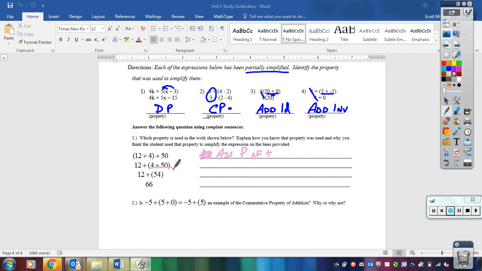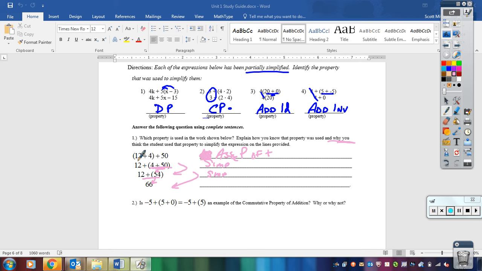Maybe they thought 4 and 50 was easier to add. Then they just simplified, and then they just simplified. So it looks like it was the associative property of addition, then simplify, simplify to go from here to here, and simplify to go from here to here. Looks like they did the associative property of addition. Why did they do that? Well, they did that because they felt that 4 and 50 might add easier.